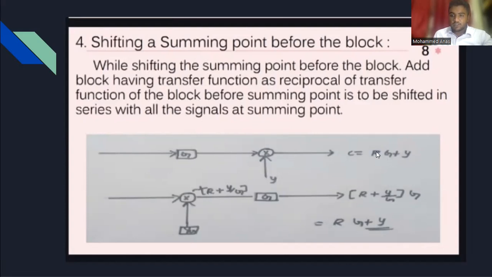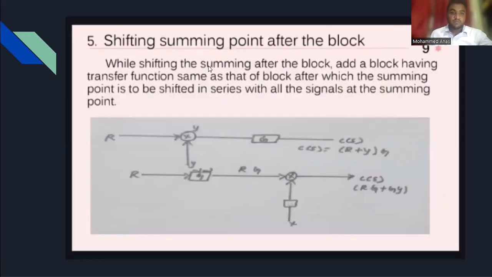So this equation should not be changed. We have to keep it in mind. Shifting summing point after the block: first we saw shifting the summing point before the block, now we are going to see shifting the summing point after the block. While shifting the summing point after the block, add a block having the same transfer function as the block after which the summing point is to be shifted, in series with all the signals at the summing point.